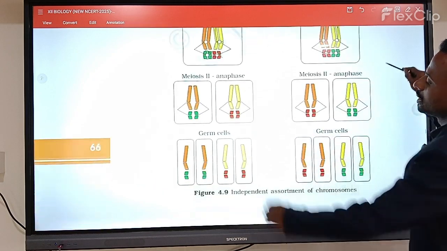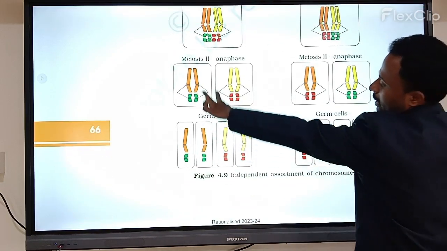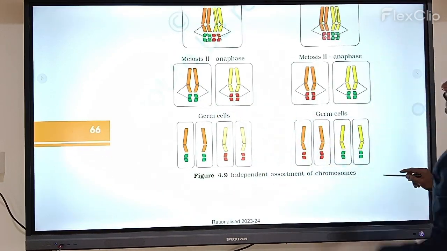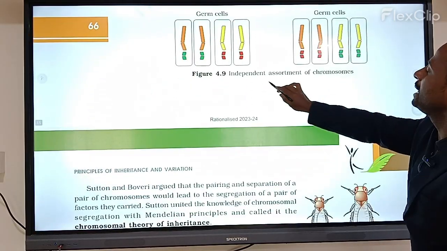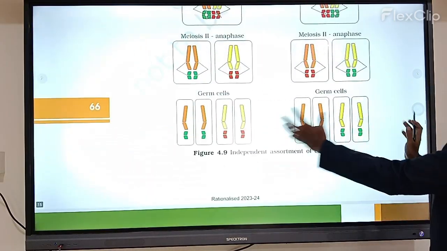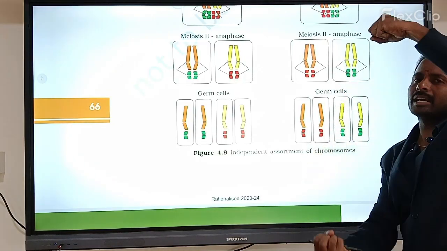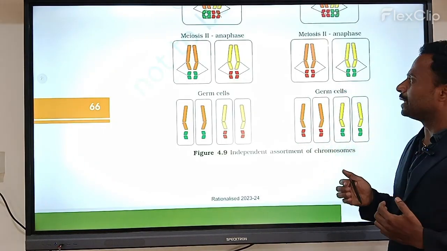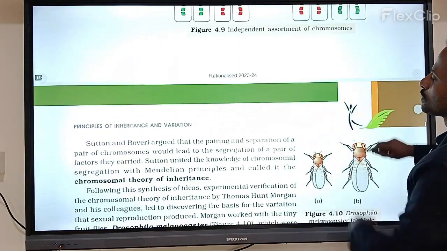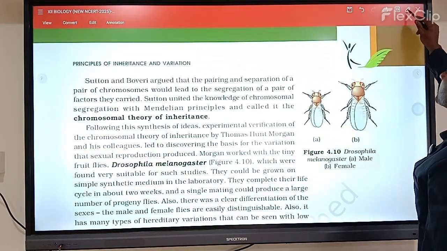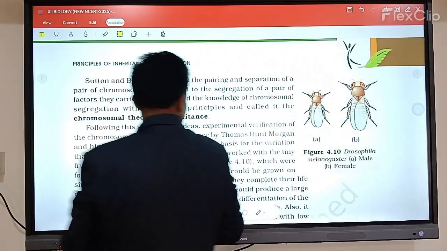Let us see that the germ cells are also produced the same way. The same germ cells are produced, showing the independent assortment of chromosomes. So they get separated independently. In anaphase only, the two sides pull apart and the separation of chromosomes takes place. So the chromosomes are formed independently. Okay.